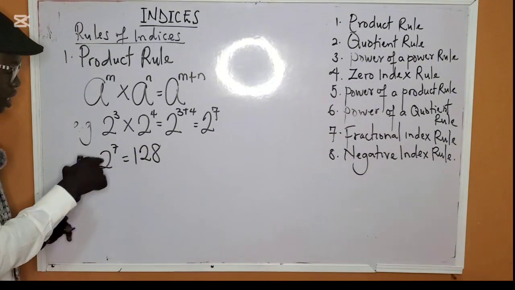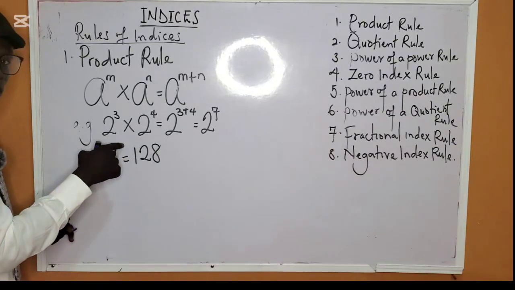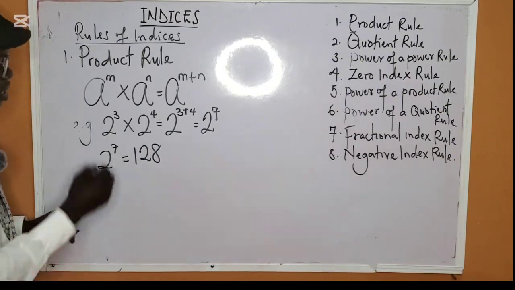So it is not the same thing as 2 times 7. 2 times 7 is 14. So it's not equal to 128. Let me take another example.